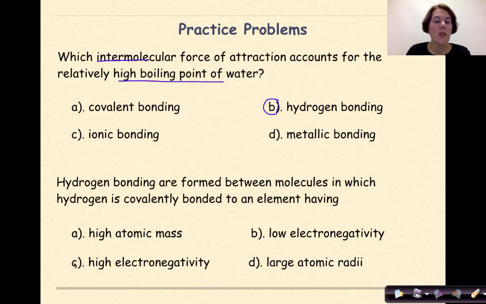The correct answer here is high electronegativity. Specifically, we're looking for elements like fluorine, oxygen, and nitrogen. All of these elements have high electronegativities associated with them.